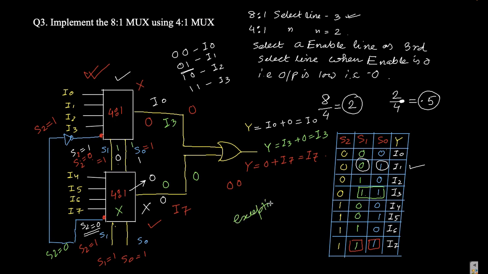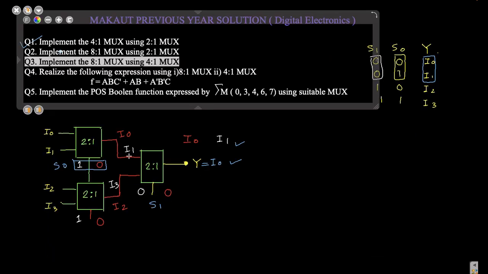This is an exceptional or special case in the multiplexer, and I think the probability that this question will come into your semester exam is almost 90%. Now, going to the questions: realize the following expression using an 8:1 MUX and a 4:1 MUX. This is a very easy question.